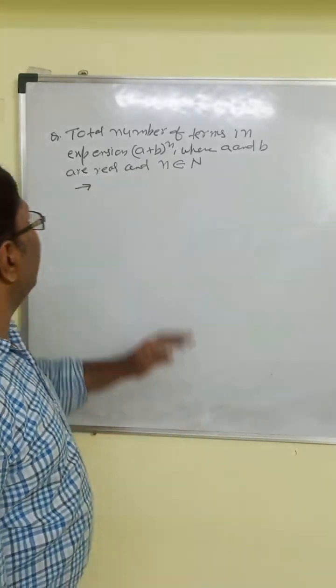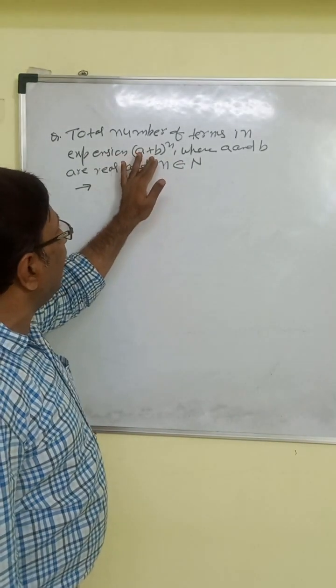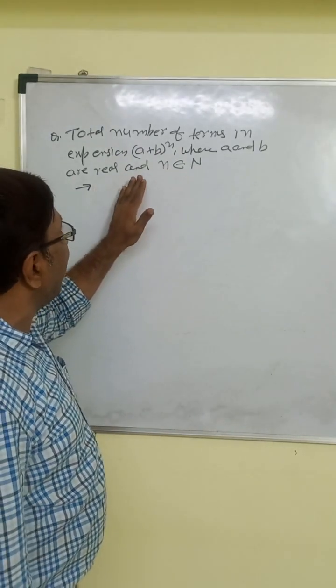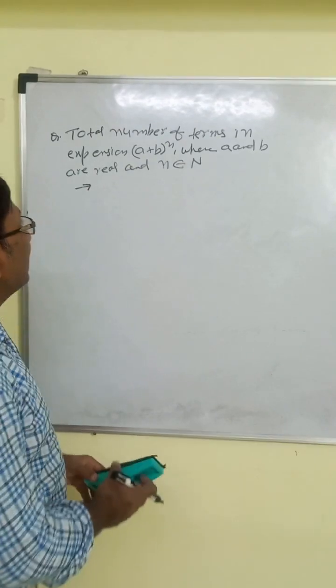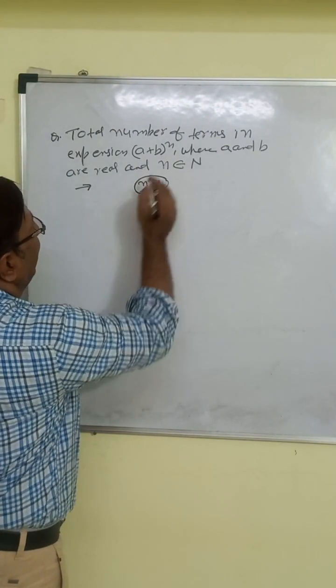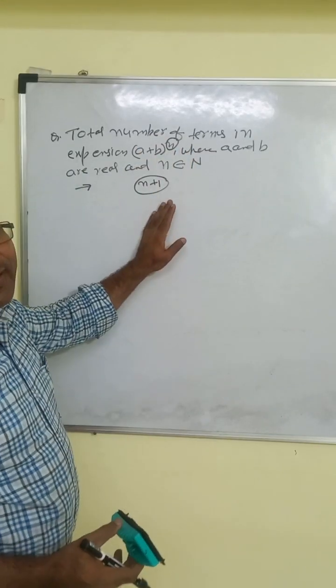Let us see the question. Total number of terms in the expansion of (a plus b) to the power n, where a and b are real and n is an element of N. So what is the correct answer? Simply you know the trick. The answer will be n plus 1. What is the power given? Just add 1. So n plus 1 is the right answer.